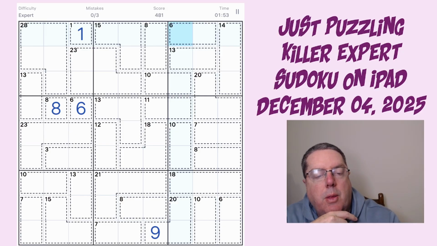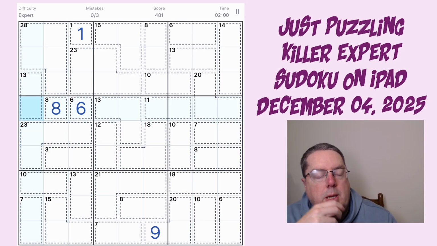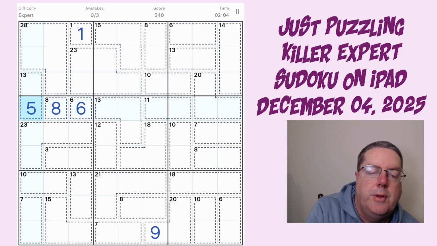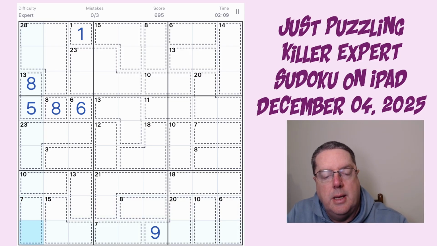We can see we've got another spare cage here. So 3 plus 8 is 11, plus 6 is 17, plus 23 is 40. 40 taken from 45 is 5. 13 minus 5 is 8. So that's an 8 there. So 8 will now come down here and here. So 8, one of these 3 here. Just don't know which.